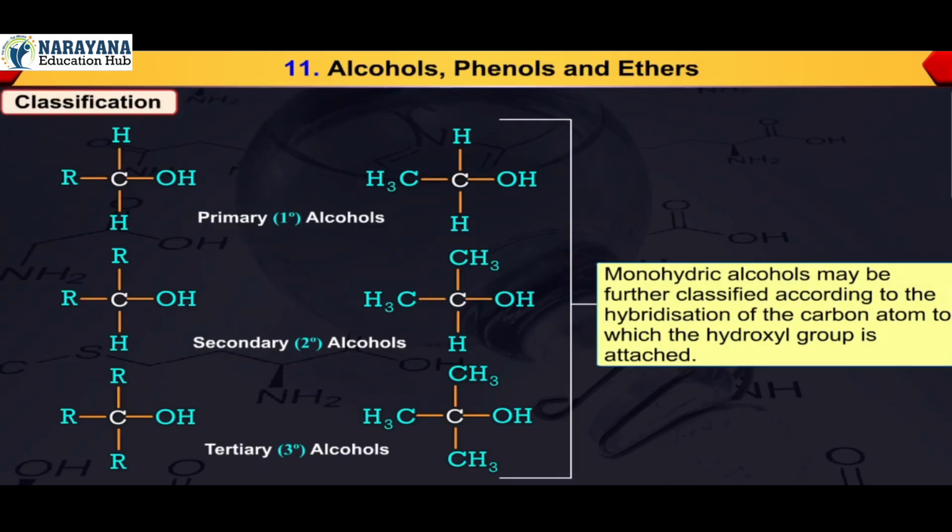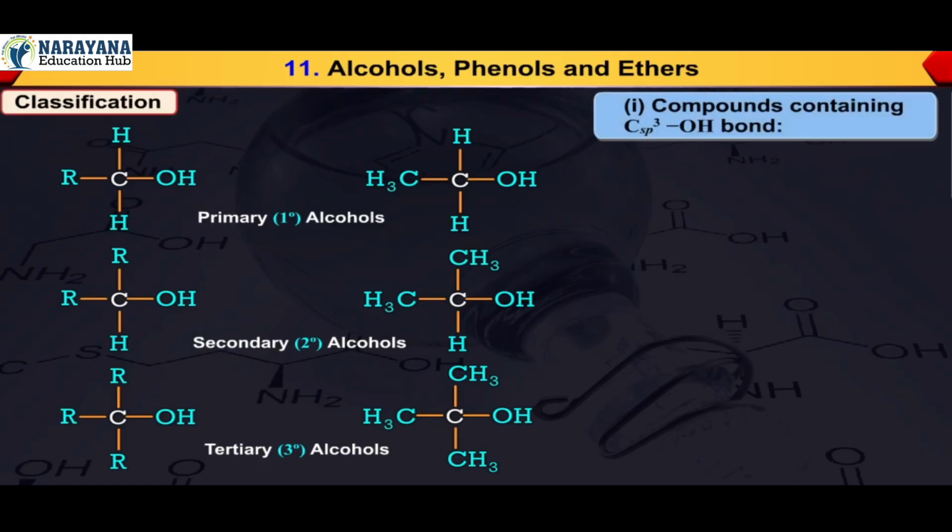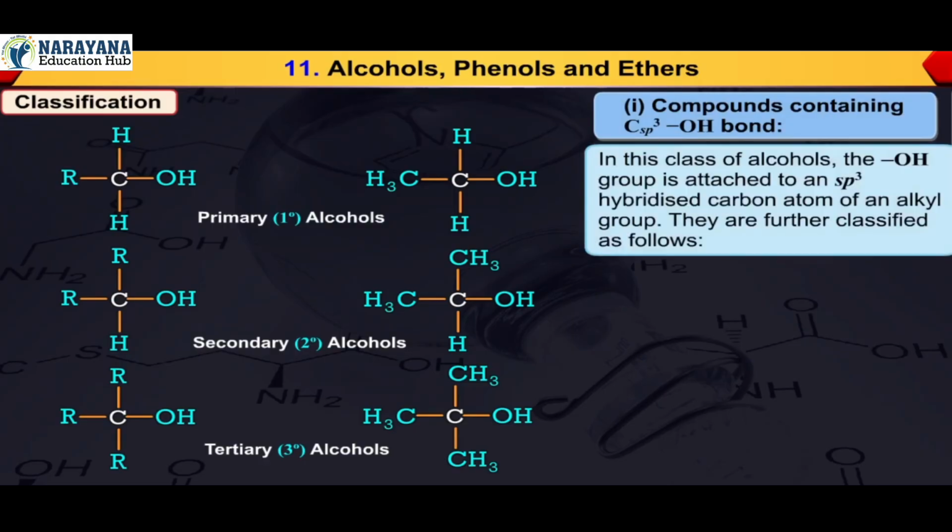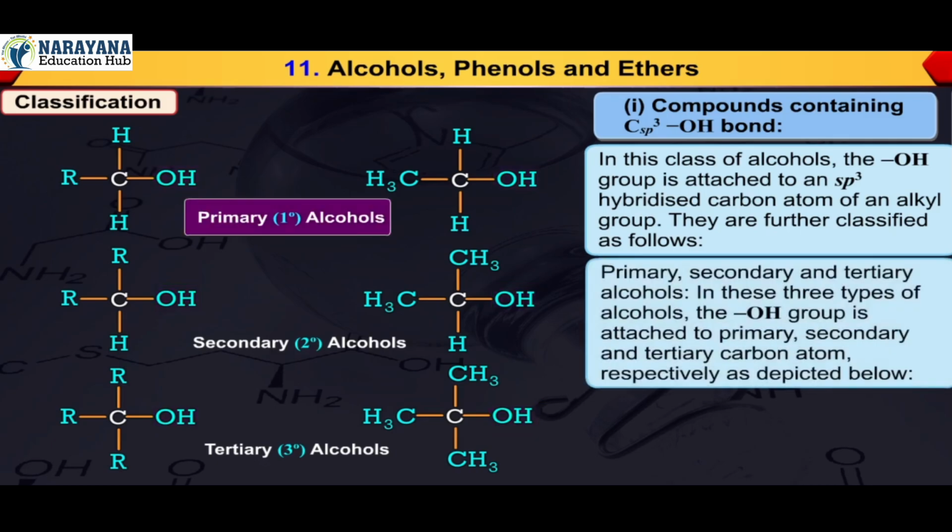Monohydric alcohols may be further classified according to the hybridization of the carbon atom to which the hydroxyl group is attached. Number 1. Compounds containing Csp3-OH bond. In this class of alcohols, the -OH group is attached to an sp3 hybridized carbon atom of an alkyl group. They are further classified as follows: primary, secondary, and tertiary alcohols.